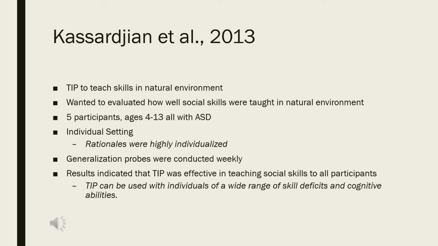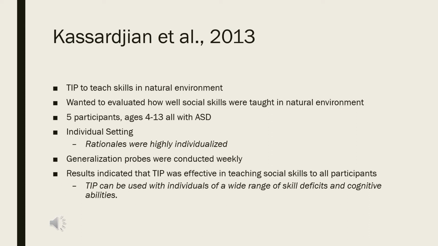In the article by Kasarjan et al. in 2013, they wanted to use the teaching interaction procedure to teach skills in the natural environment. And they wanted to evaluate how well those social skills were taught in that natural environment. So 5 participants were used, ages 4 to 13, and all of them were diagnosed with autism spectrum disorder. They used an individual setting for the teaching sessions, and the rationales used in the TIP were highly individualized. So the rationales were very specific to that learner.